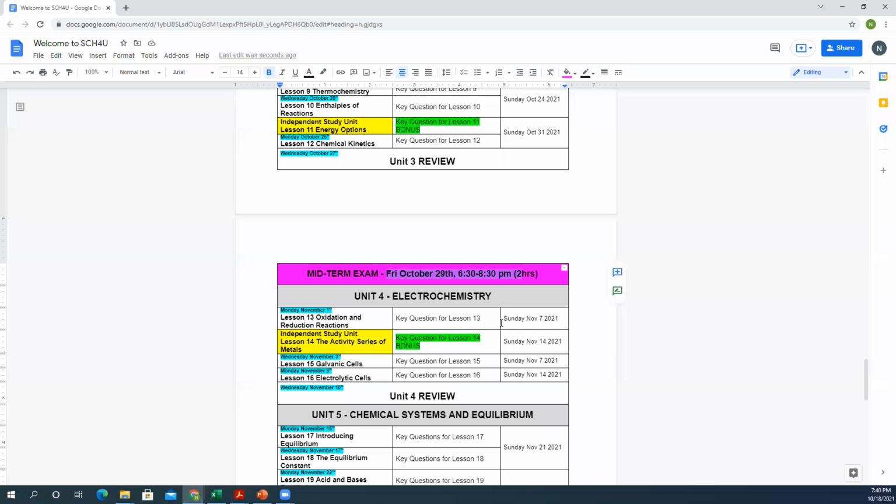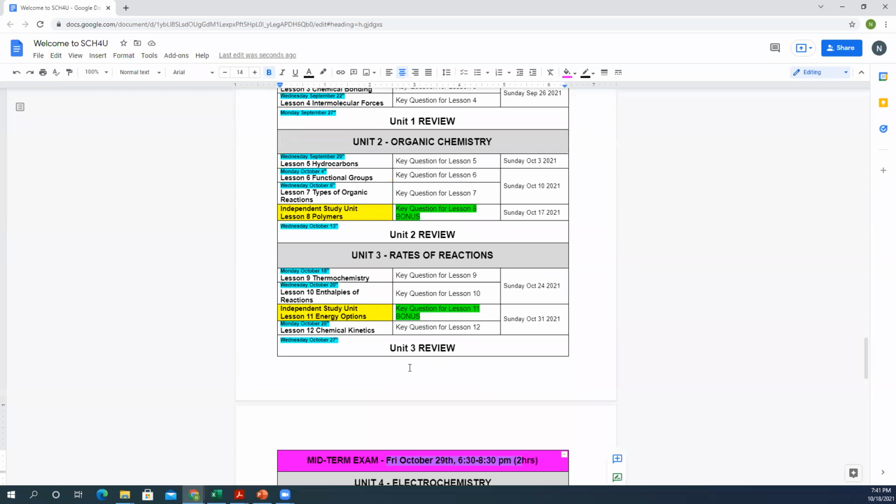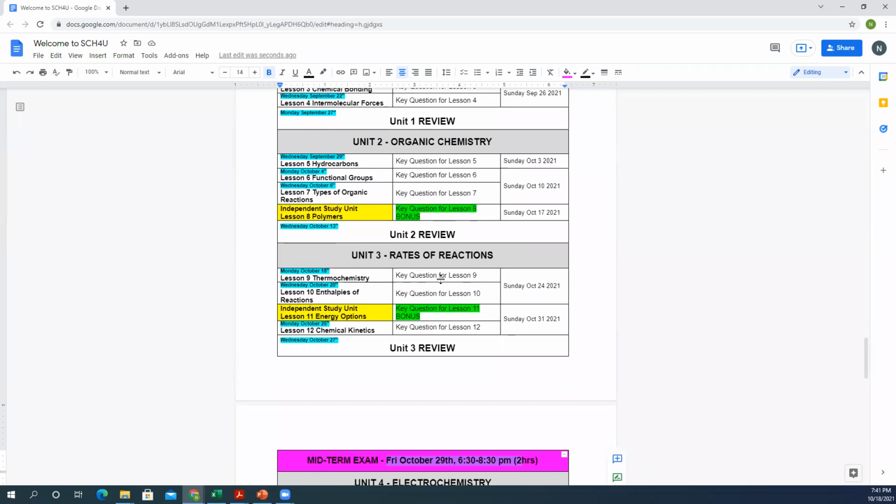Okay, so that's when our midterm will come, and it will cover the 3 units. So unit 1, 2, and 3. So just to bring us up to date, we did unit 9 today. On Wednesday, we'll do lesson 10. Both of these key questions are due Sunday, October the 24th. Okay, and then lesson 11 is an independent study unit. So you guys can do this over the course of next week if you wish.